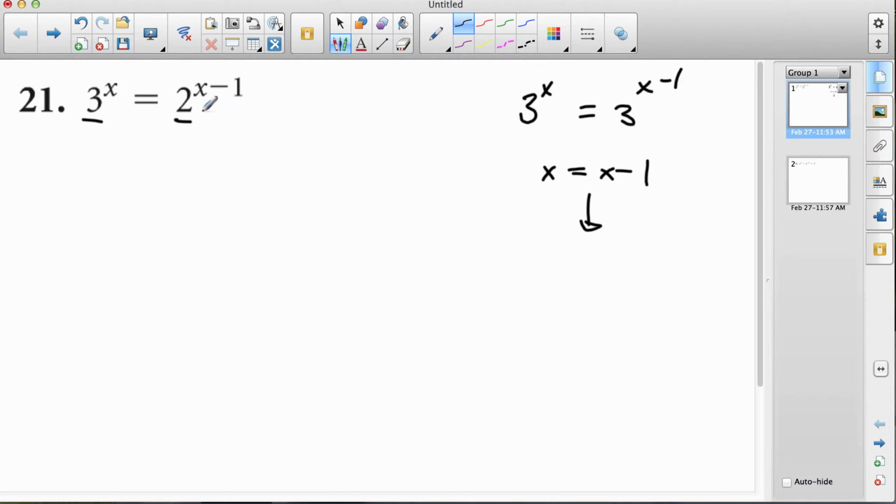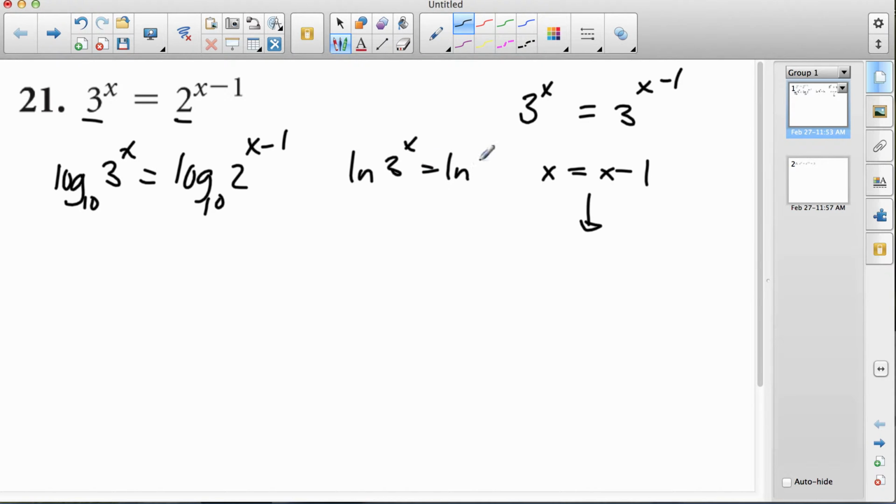So what you can use is the power rule, and the power rule lets you get at those exponents. And so to apply the power rule, what you do is you take the log of both sides. In the solutions, I think they say to use ln, but it doesn't matter. You can use log base 10 of 3 to the x equals log base 10 of 2 to the x minus 1. I think in the book solution they go ln of 3 to the x is equal to ln of 2 to the x minus 1. Both these ways are going to be the same thing.